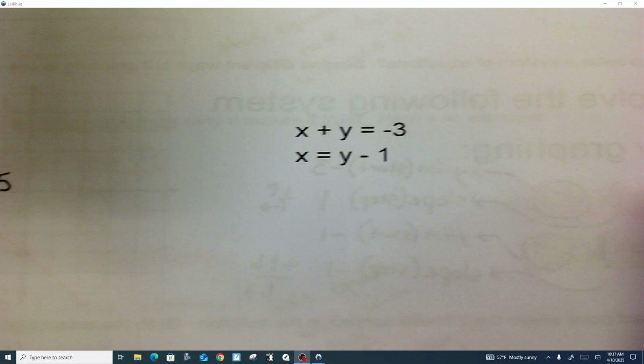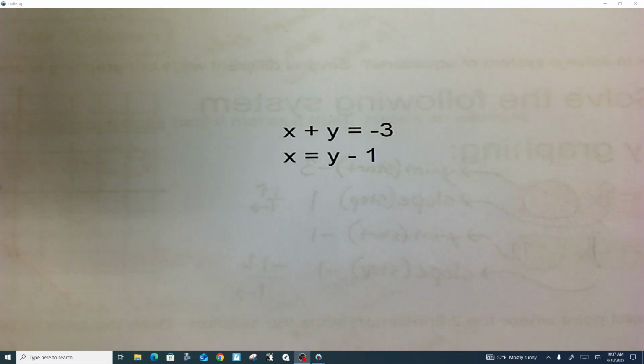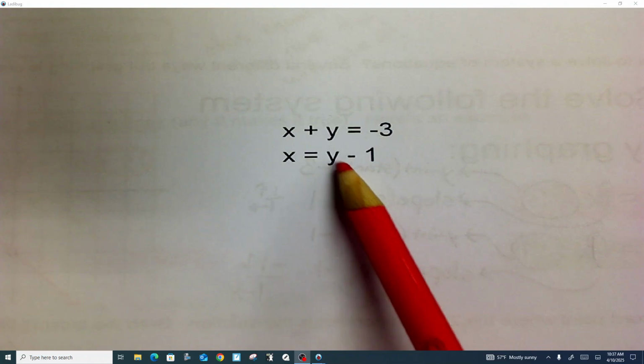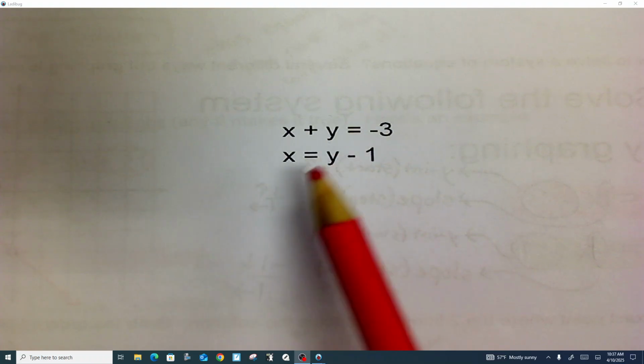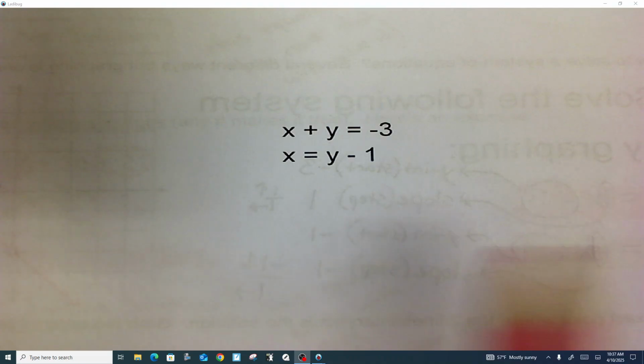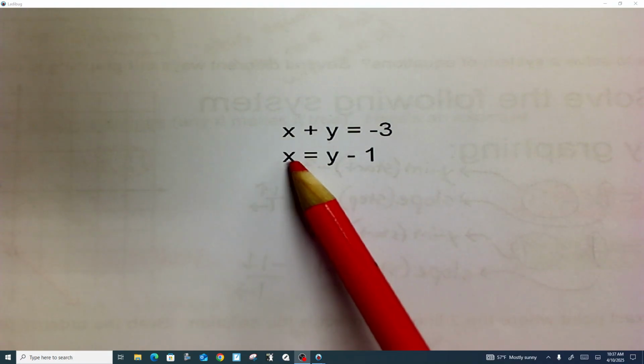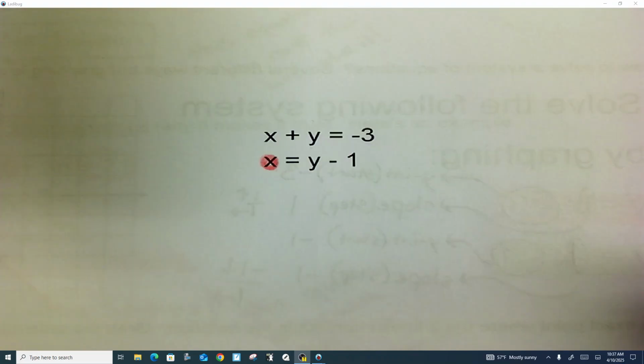Let's go do the very last one. Now this one is just to show you, what happens if you can't see a y all by itself? Well, that's okay. We just said go find a letter, go find a variable that's all by itself. There it is. There's the x.